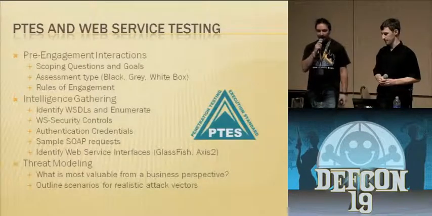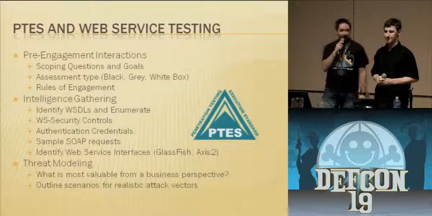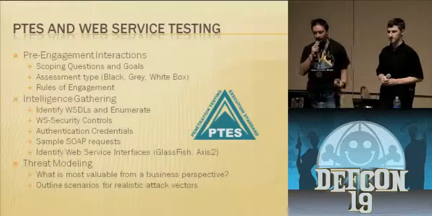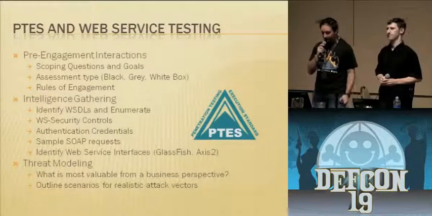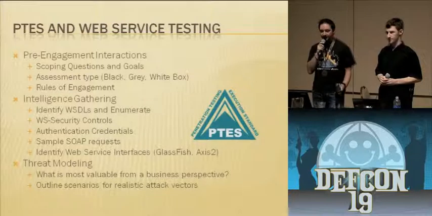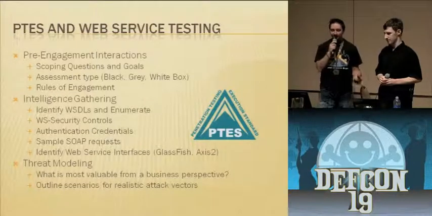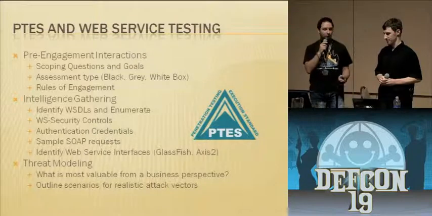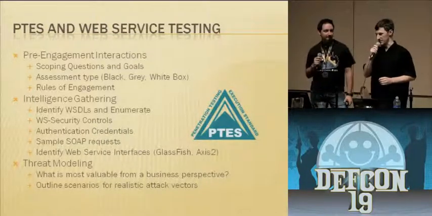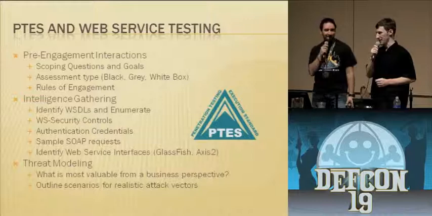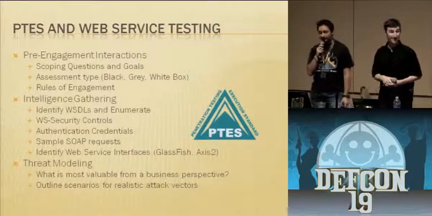So breaking this down from a high level, obviously our white paper that we'll have links to at the end has the full excruciating detail that you can go through. But it really starts with the pre-engagement interactions, which is your scoping questions and goals, defining what type of assessment this is, and of course your rules of engagement. Do you have web services? That should be a question for any type of web app engagement, exactly.